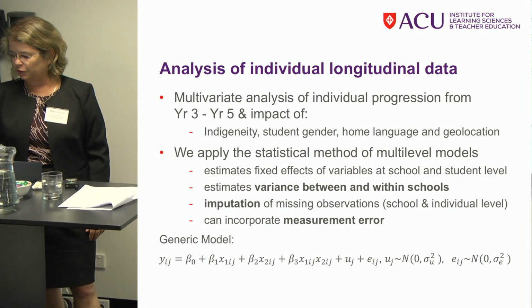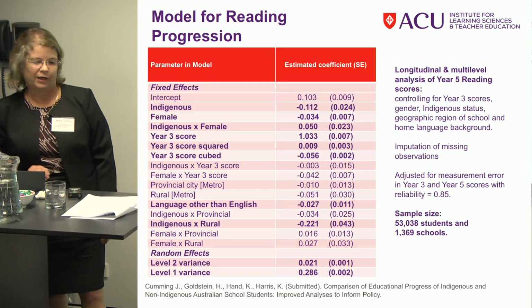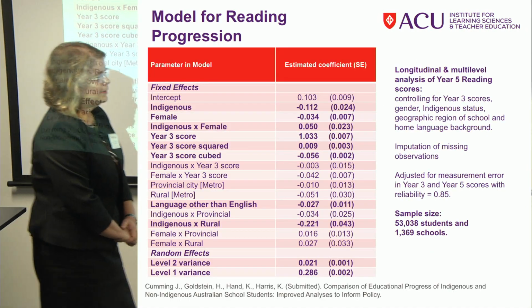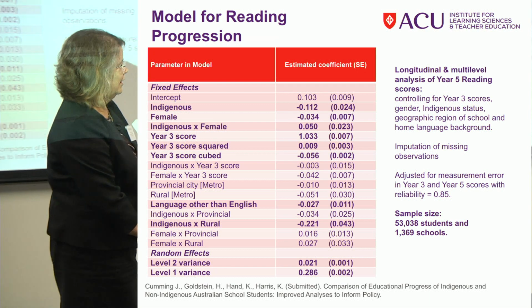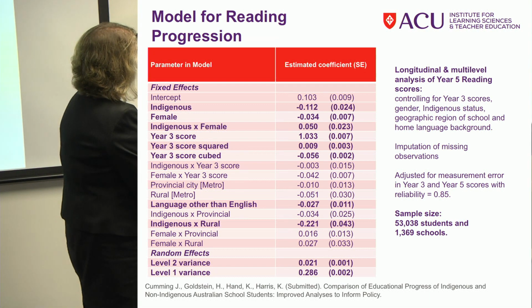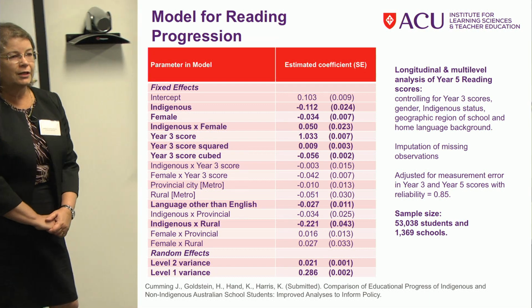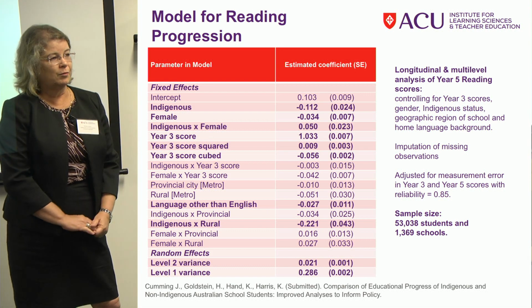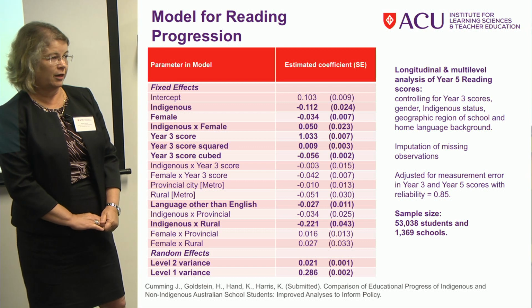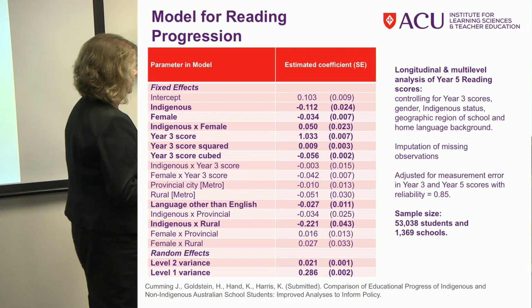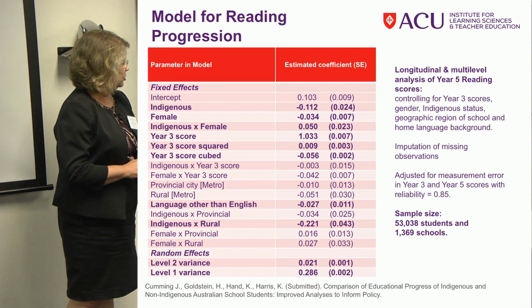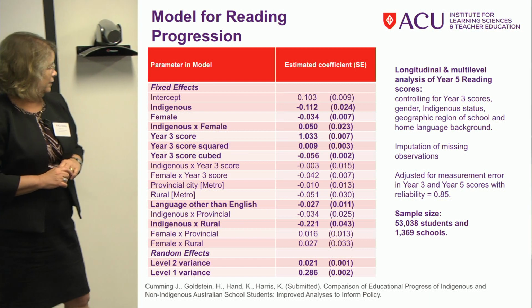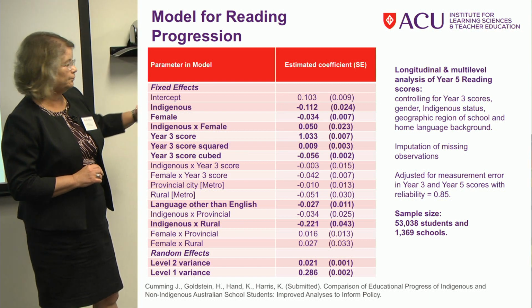Okay, so it allows us to control for lots of different sources of variation. This table shows the results from the model for reading progression. The reading progression analysis that we've done here comes from data that was obtained from ACARA. We have a sample size of over 53,000 students in this analysis.